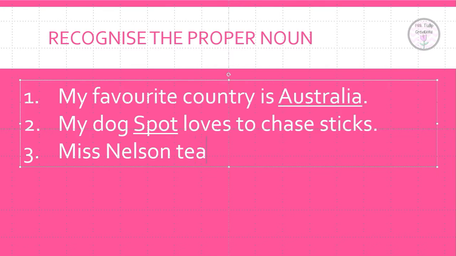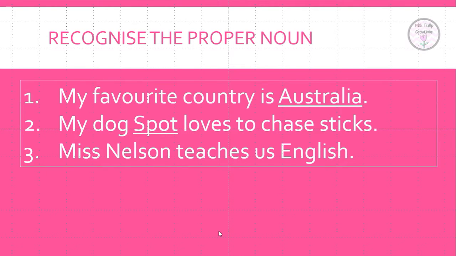Miss Nelson teaches us English. There's two proper nouns in this sentence. See if you can either write down both of them if you're taking notes, or very, very quickly tell your partner what those two proper nouns are. I'm going to give you 5 seconds.